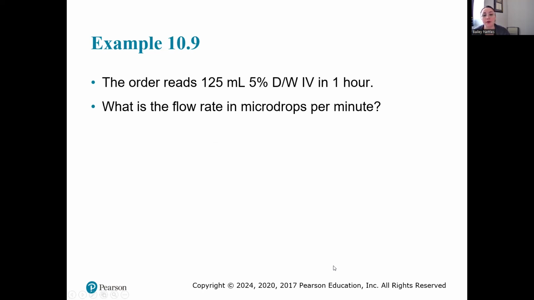All right. The order reads for 125 milliliters of 5% dextrose in water, IV for 1 hour. What is the flow rate in micro drops? Once again, I'm giving you a couple seconds. Please pause to figure this out yourself, okay?